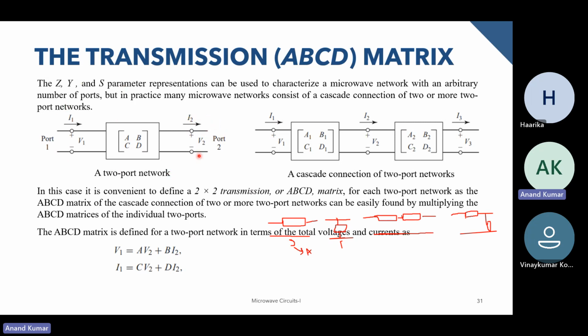So once we have defined the voltages and currents at the ports, we give the relationship as V1 equals A V2 plus B I2, and I1 equals C V2 plus D I2. Using this we can write them in matrix form, where [V1, I1] equals the ABCD matrix multiplied by [V2, I2]. This is essentially the relationship between the input voltage and current and the output voltage and current in terms of the ABCD matrix.